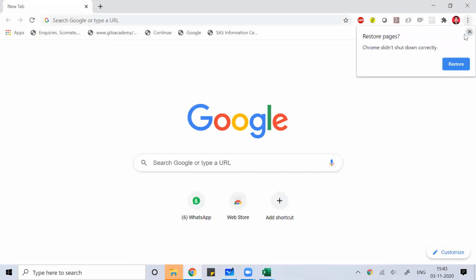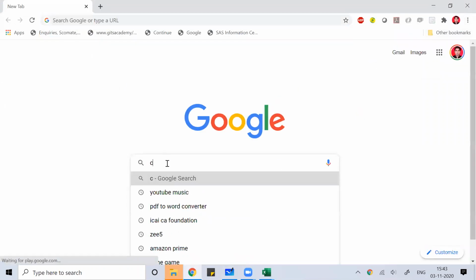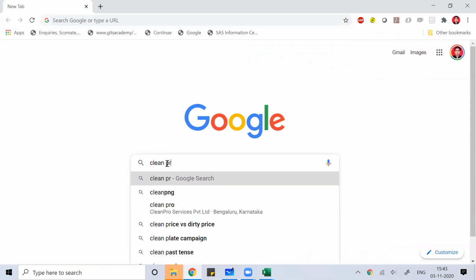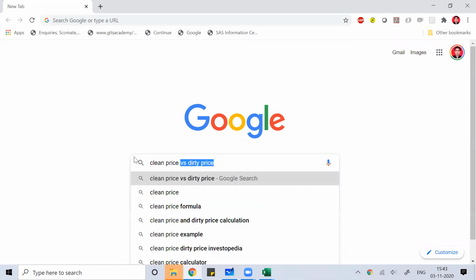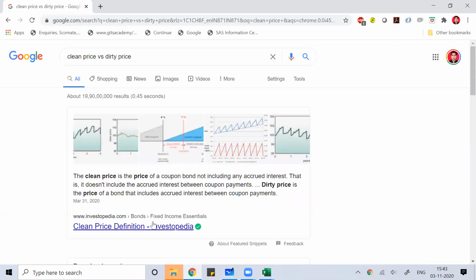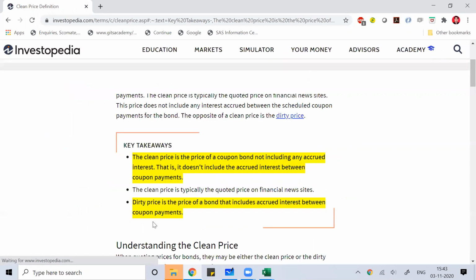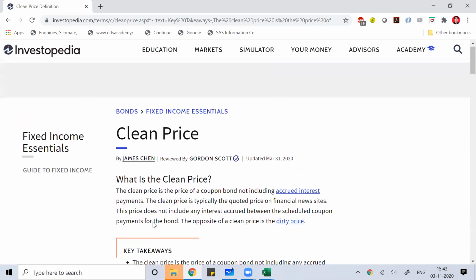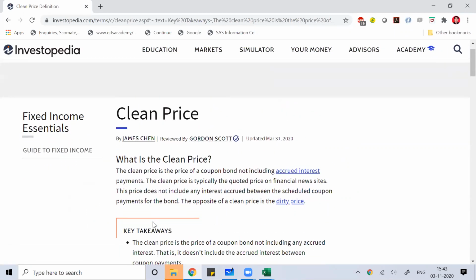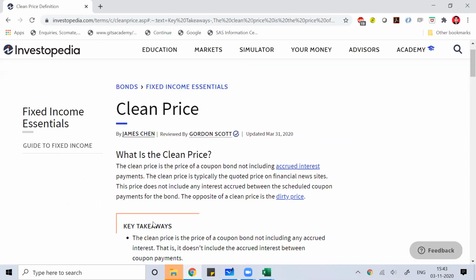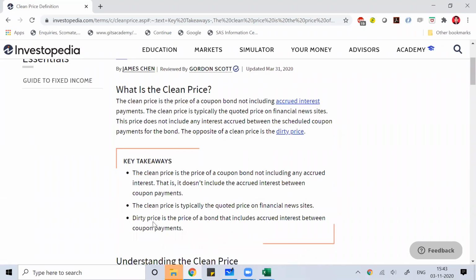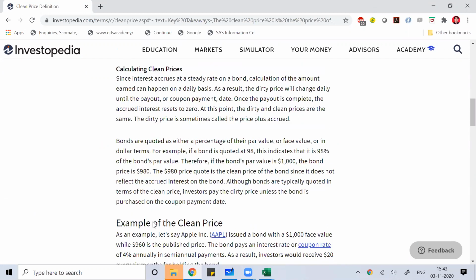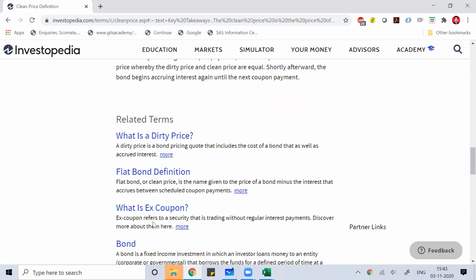You can type here in Google clean price versus dirty price, and read about them. The clean price is the price of the coupon bond not including the accrued interest payment. So the clean price is the price at which any debt instrument trades in the market. That is what we call the clean price. All that information is given.